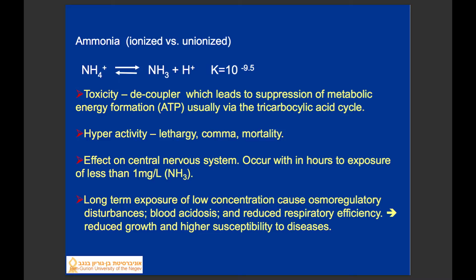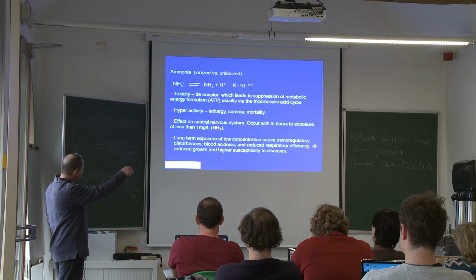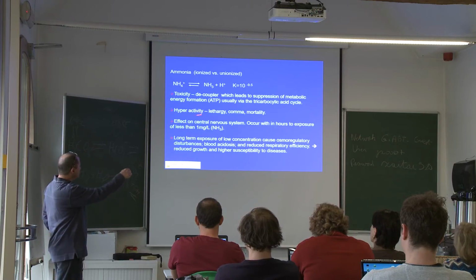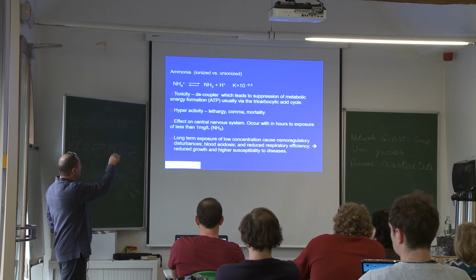And obviously, the higher the pH, the more ammonia we have, which is the more toxic form. You can see that in many fishes, it depends which, but ammonia as an ion, yeah, 1 milligram per liter or less can already be toxic and affect the nervous system, okay? It can cause hyperactivity and lethargy and coma and mortality, and just you name it, it's there.